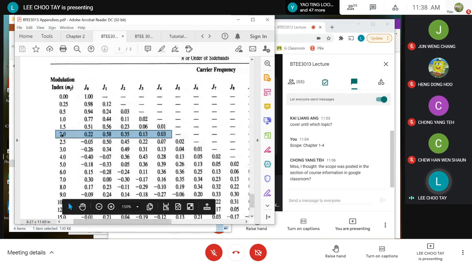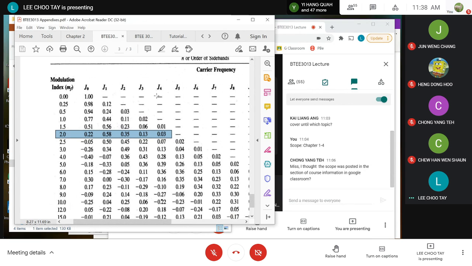When your modulation index is 2, you can see that the sidebands only go up to J4. Therefore, we have 4 pairs of significant sidebands when your modulation index is 2.